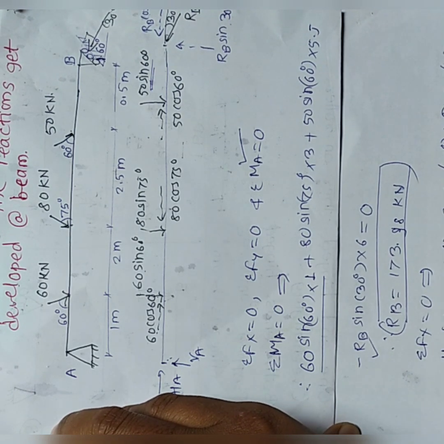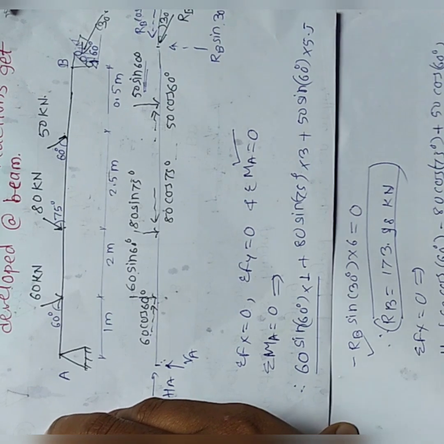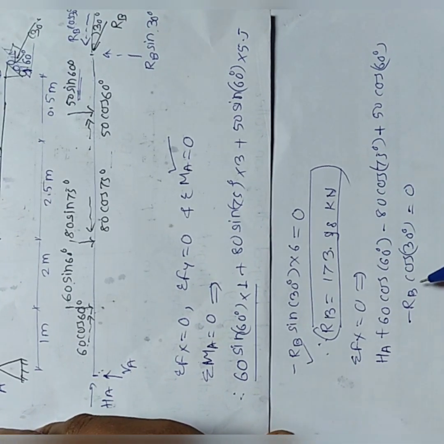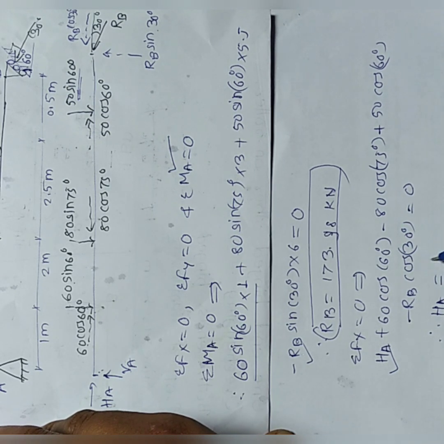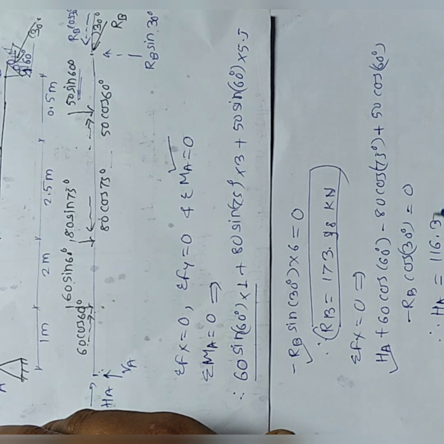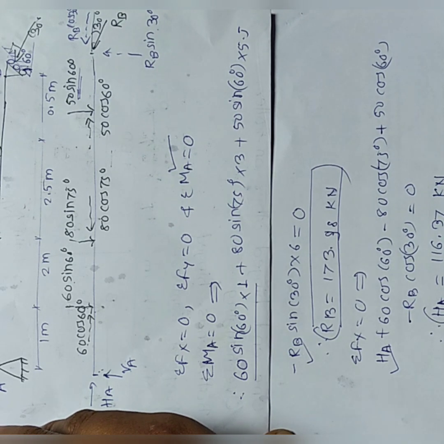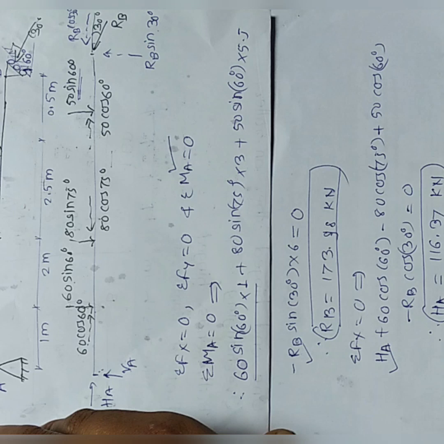In this equation only one unknown, and that's why we can calculate the value for HA. Therefore HA is equal to 116.37 kilonewton. You have to solve it on your own calculator.